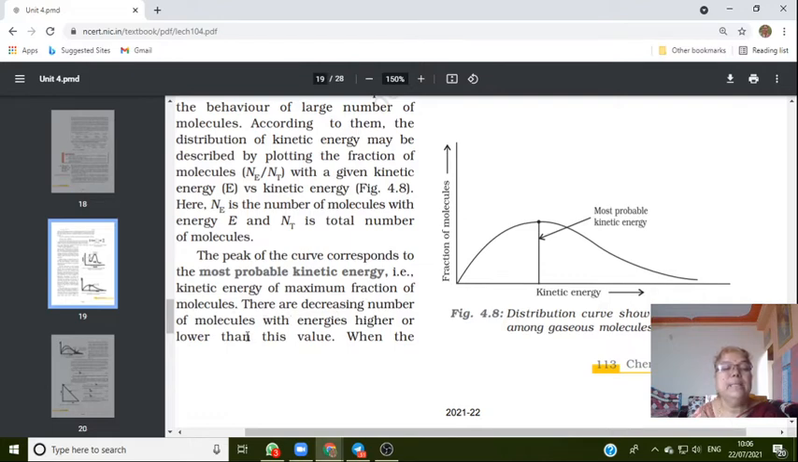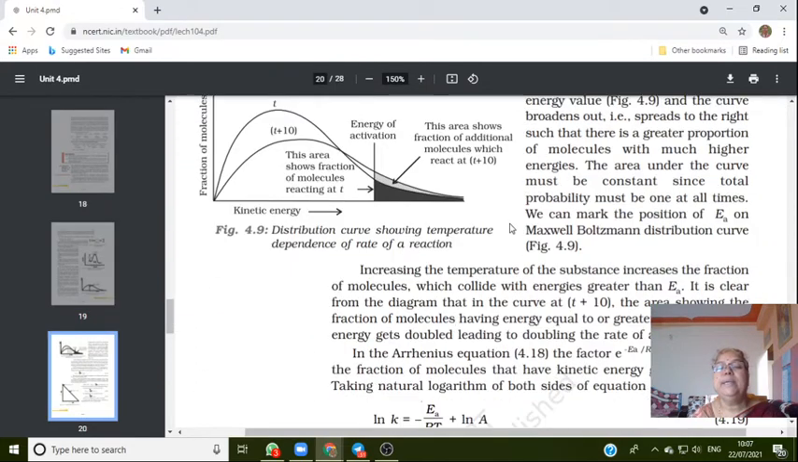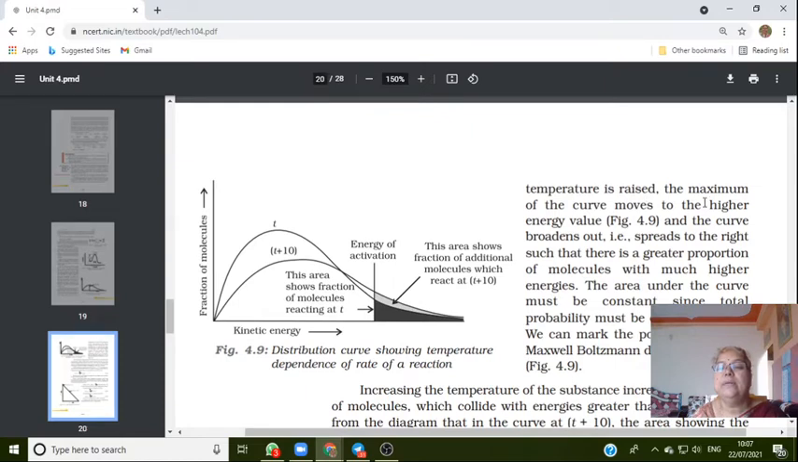There are decreasing numbers of molecules with energies higher or lower than this value. When the temperature is raised, the maximum of the curve moves to a higher energy value, and the curve broadens out, that is, spreads to the right, such that there is a greater proportion of molecules with much higher energies. The area under the curve must be constant, since total probability must be 1 at all times.